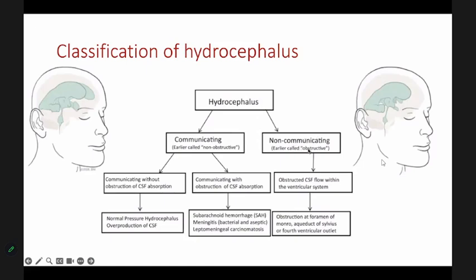Can somebody give me an example of non-communicating hydrocephalus? It's non-communicating. Something makes the ventricular system not communicate with the rest of the system. Example, please. Can somebody shout? Tumor obstructing the pathway. Yes, tumor obstructing the pathway. Can you give me an example of a tumor? What kind of tumor can obstruct the pathway, Hiroshan? At least a place?